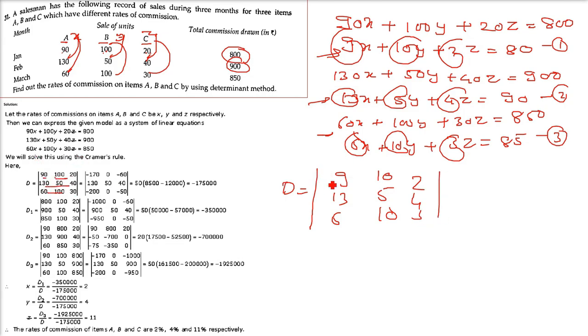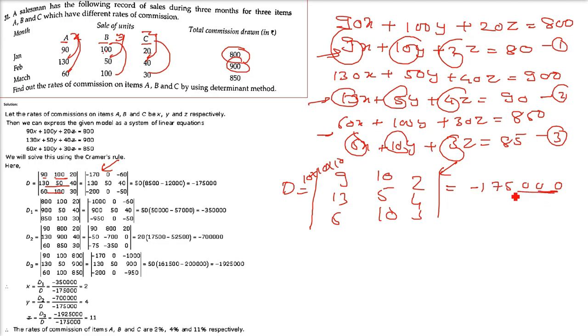If you are not comfortable, if you want to keep it as 90x plus 100y plus 20z equals 800, then you can keep all these values because I've already shown you the equations. So you will compute it as minus 175,000. But this will come as minus 175. It will not be 000. Remember, if you take the first equations like 90x, 100y, that will come as 175,000, right? Okay, so this will come as minus 175.